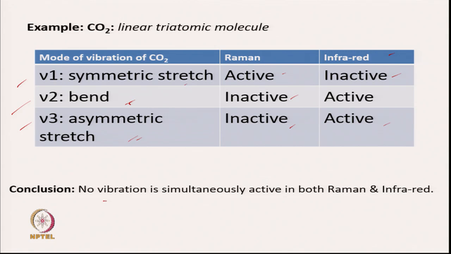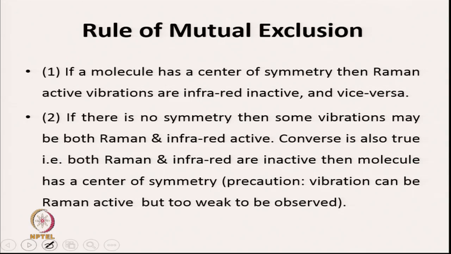So the conclusion is that no vibration is simultaneously active in both Raman and infrared, and that leads to the well-known rule of mutual exclusion, which says that if a molecule has a center of symmetry, then Raman active vibrations are infrared inactive and vice versa. If there is no symmetry, then some vibrations may be both Raman and infrared active. The converse is also true: if a mode is both Raman and infrared inactive, then the molecule has a center of symmetry. So this rule of mutual exclusion is for molecules with a center of symmetry, and then the mode is either infrared active or Raman active. It cannot be both.